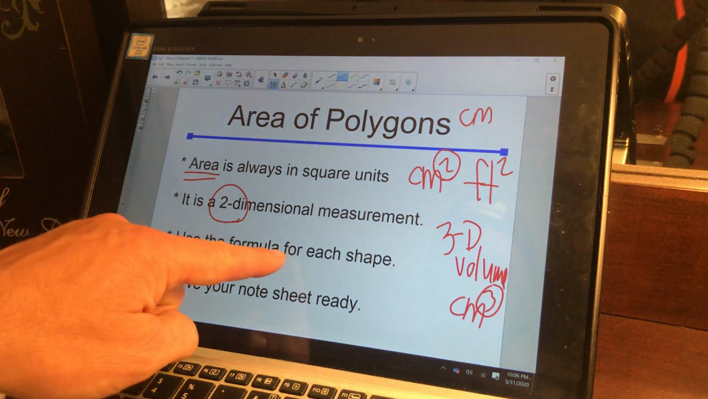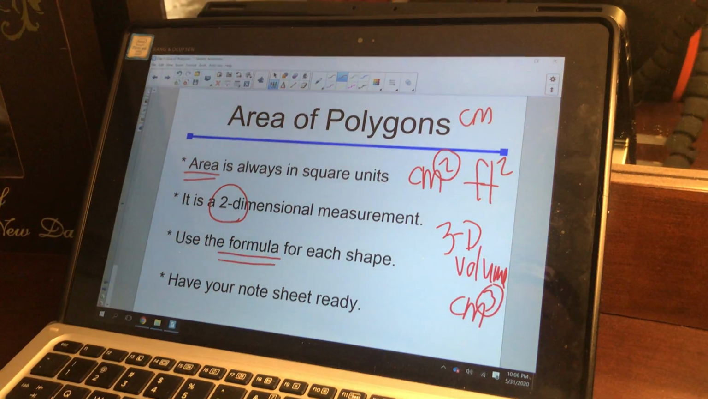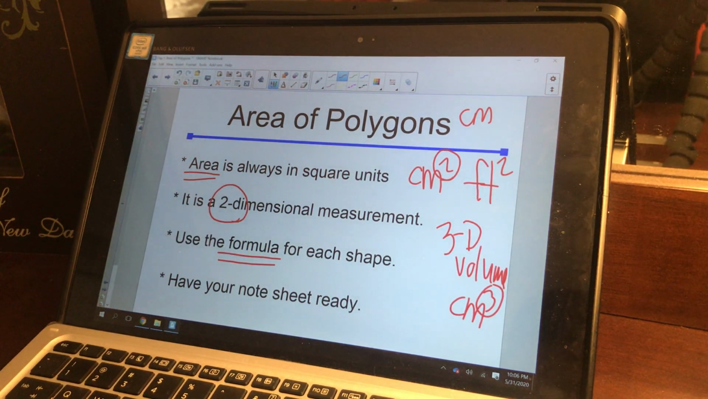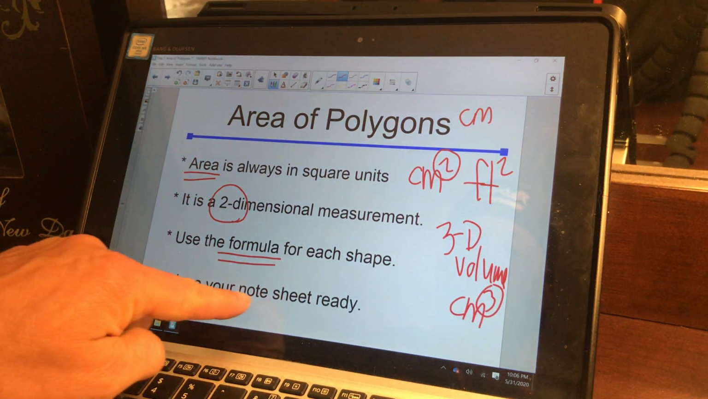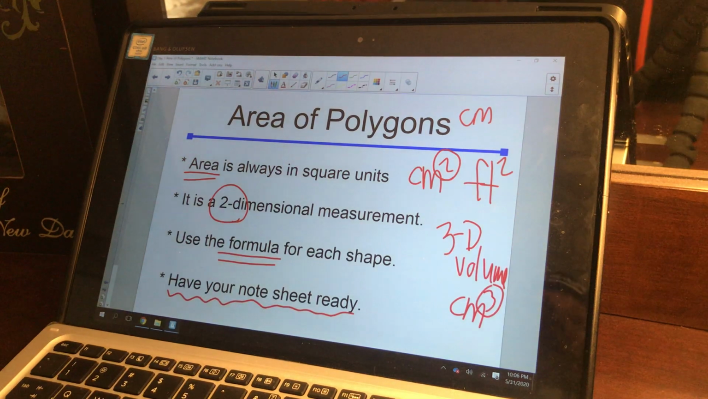You are going to use the formula for each shape, so make sure that you write down these formulas and make them part of your notes. And again, have your note sheet ready. When you do these assignments, and you're working with a circle, you need to have that handy. We need to do the area of a rectangle, you want to have that handy. And then when we get to area of compound shapes, putting more than one shape together, then you're really going to need that note sheet. So have it handy. I hope you've already started writing some stuff down.